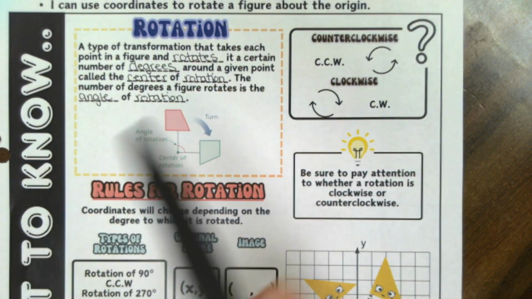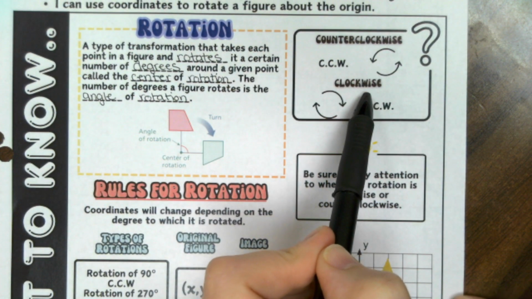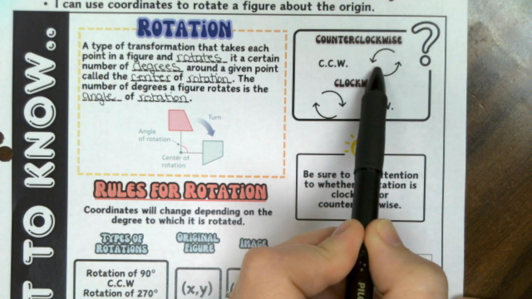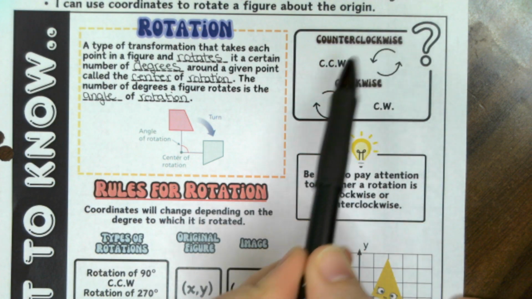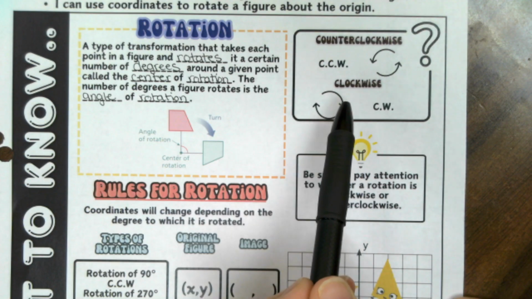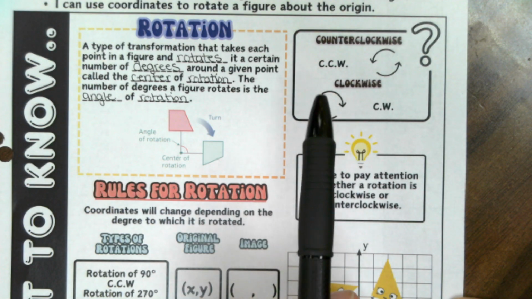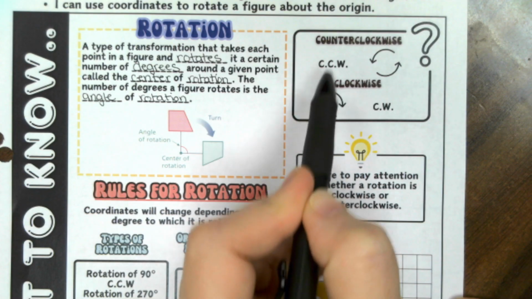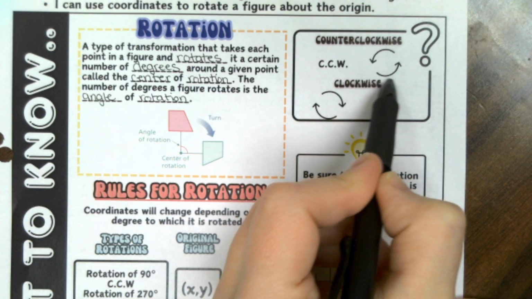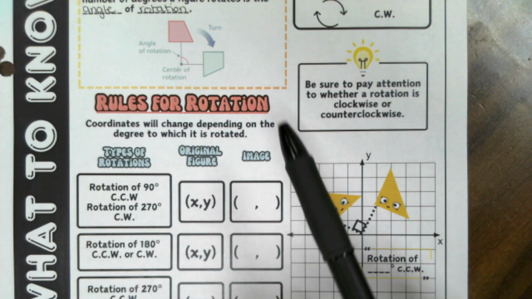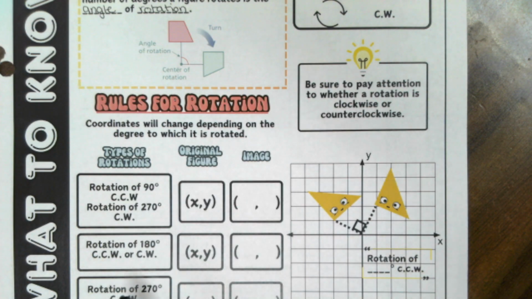Okay, so here's a reminder of what counterclockwise and clockwise mean. If you see CCW, that means counterclockwise, and counterclockwise goes in a backwards motion. Clockwise is just CW, and it goes in a forward motion, the direction that a clock goes. It ticks this way, right? Counterclockwise means it's going backwards. It is very important that you pay attention to whether your rotation is clockwise or counterclockwise, and I'll show you why as we go through the rules of rotation.